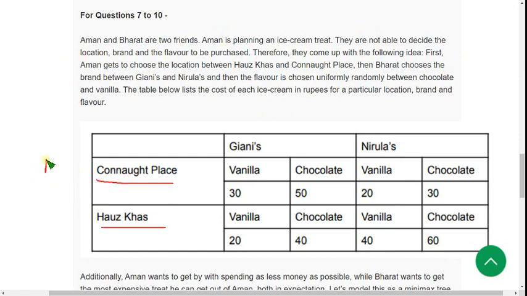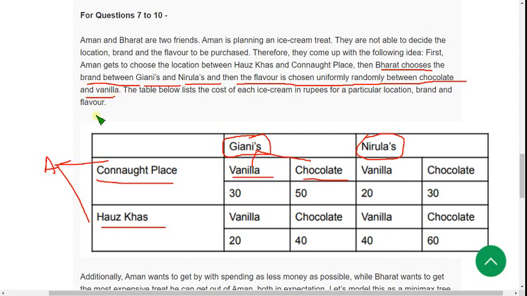First Aman decides which place to go, whether Connaught Place or House Cars. And next Bharat chooses the brand between Gyani's and Nirula's. Here in both places there are two brands, Gyani's and Nirula's. For every brand there are again two flavors, vanilla and chocolate. Then the flavor is chosen uniformly randomly between chocolate and vanilla later. And these are the costs of each brand and each flavor at each restaurant.